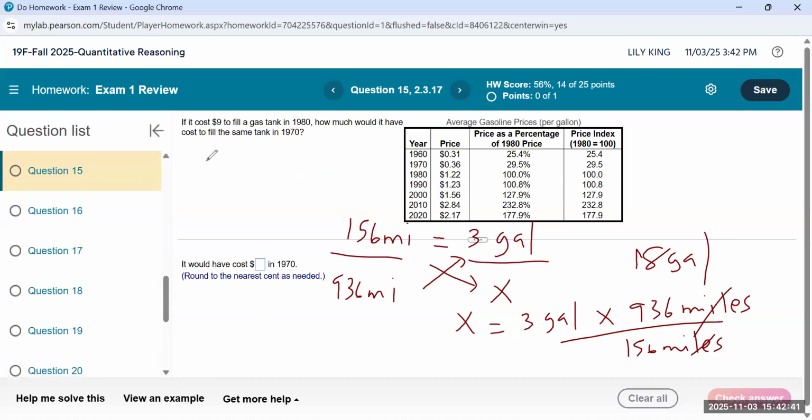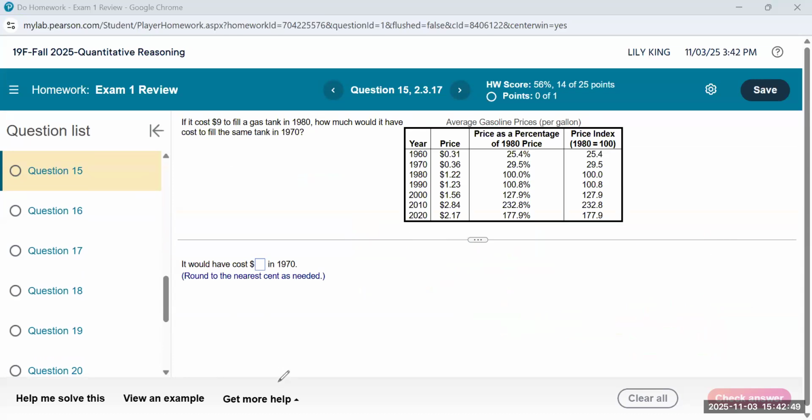All right, the next one is under CPI. And CPI is an application of proportion. So again, we're going to set this up using proportion. So you take the price and then you divide by the CPI for that year. So for $9, the CPI for the year 1980 on the table. So we're going to look at the price index. That is what we're going to be using.